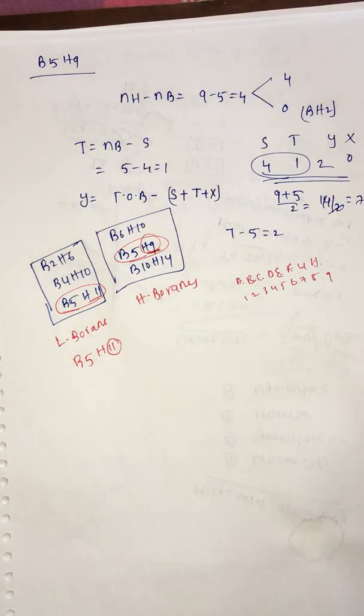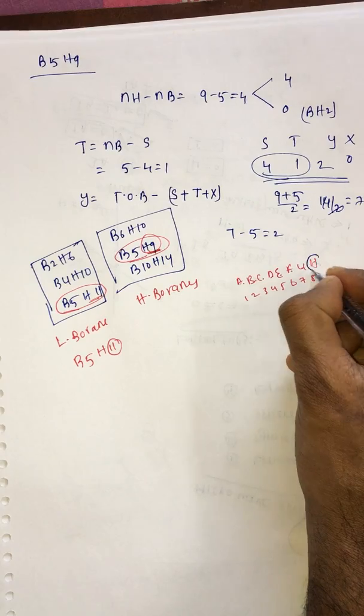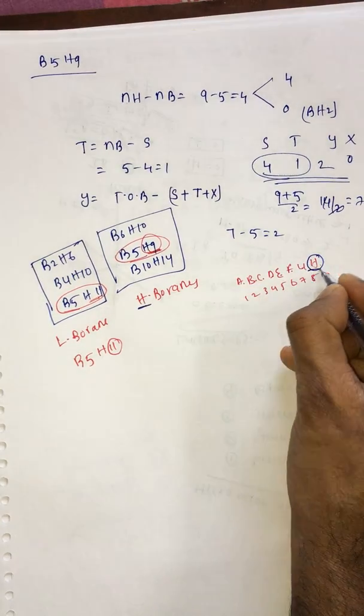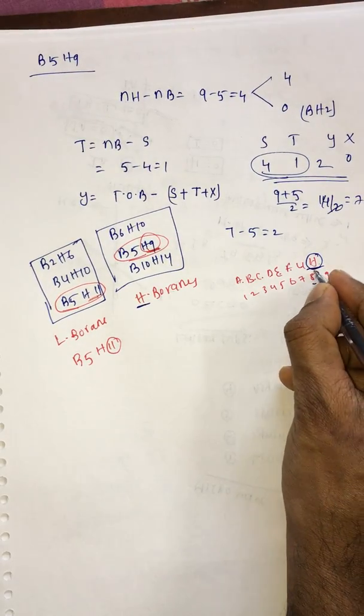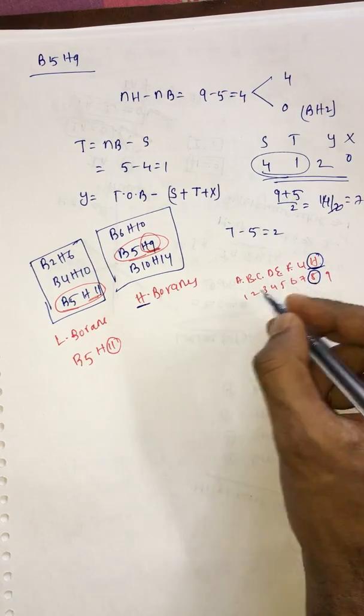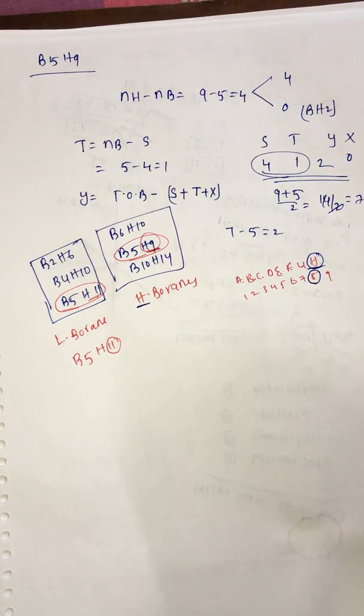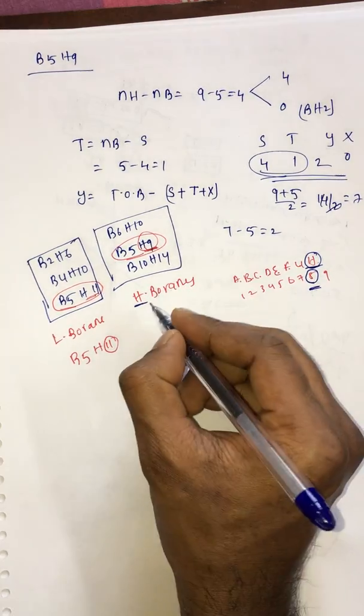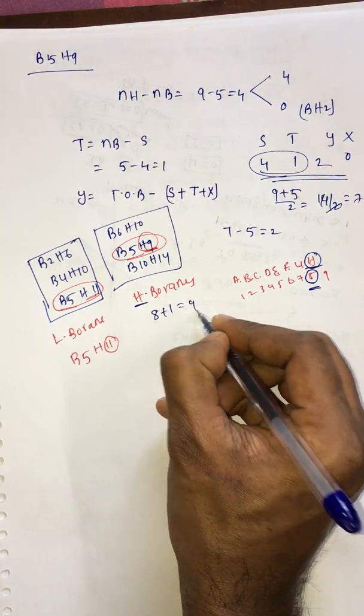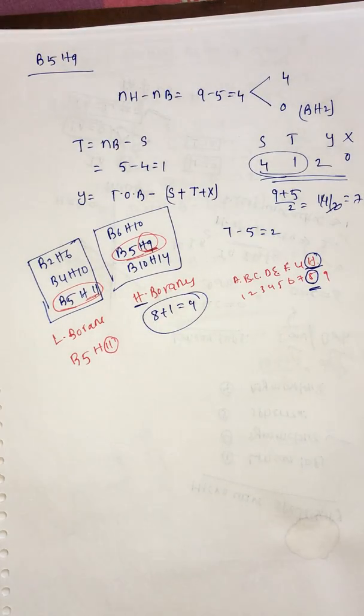Another thing you can remember: higher boranes, here we have H. If you use the coding-decoding method, H comes to be 8. So 8 plus 1 equals 9. Like this also you can remember.